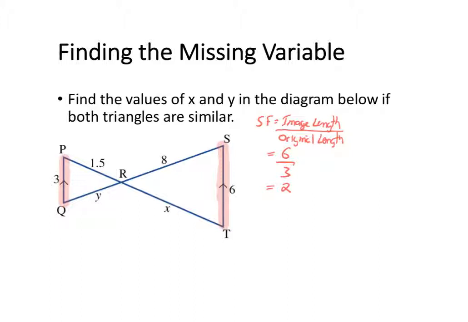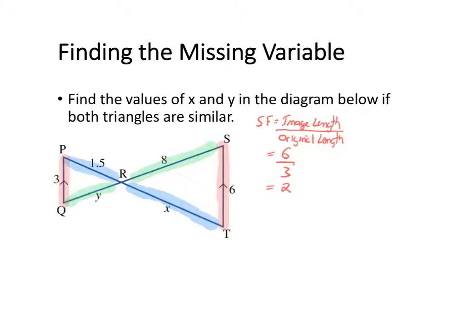So now that I know my scale factor, I can proceed to calculate the value of x and the value of y. Now, in order to be able to do that, I need to identify the corresponding sides remaining on my two triangles. So PR is going to be corresponding to RT, and QR is going to be corresponding with RS. So now that I've identified those remaining corresponding sides, I can go ahead and have a look at how to calculate the value of x.